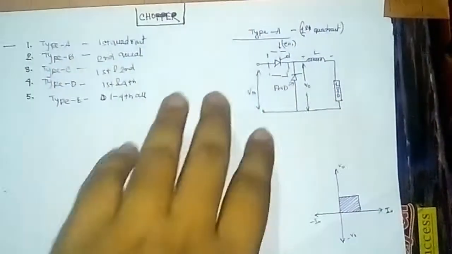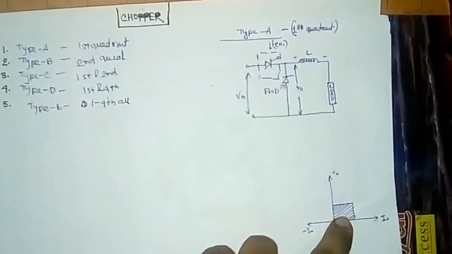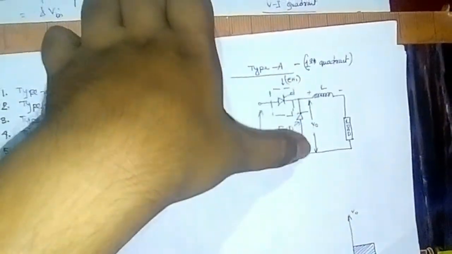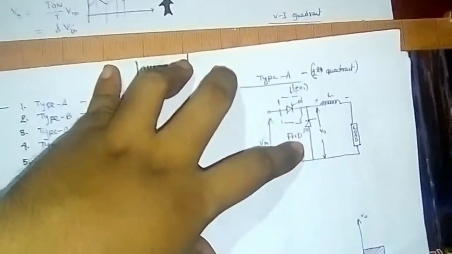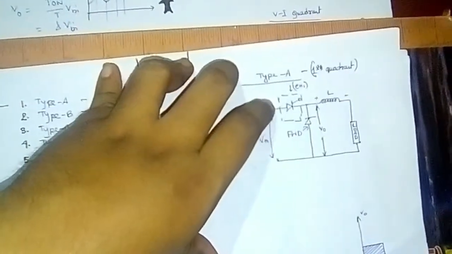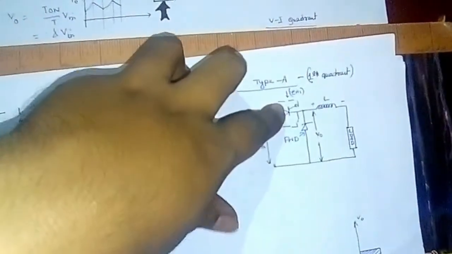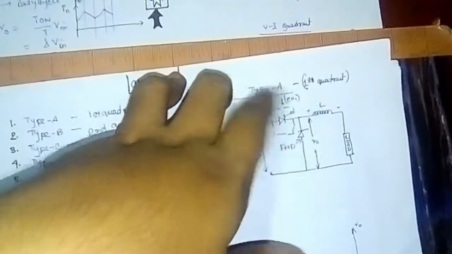Now coming to the topic of type A. Type A is the first quadrant chopper, and the circuit that I have drawn previously is type A. In type A, we will get the output in the first quadrant. See, here I am using a thyristor with the input voltage, in parallel with the freewheeling diode, and an inductor along with the load. The purpose of using the freewheeling diode is that after one cycle of the thyristor, the thyristor will be off and the freewheeling diode will conduct, and the process will continue vice versa.